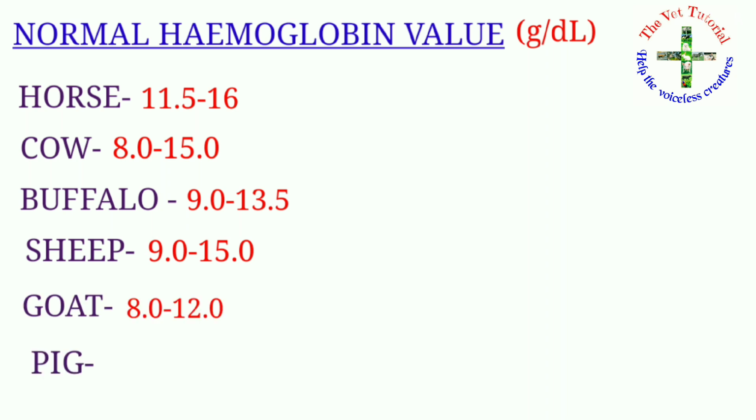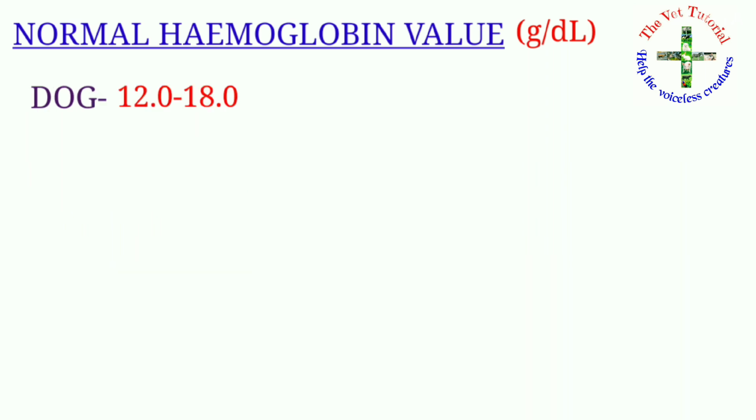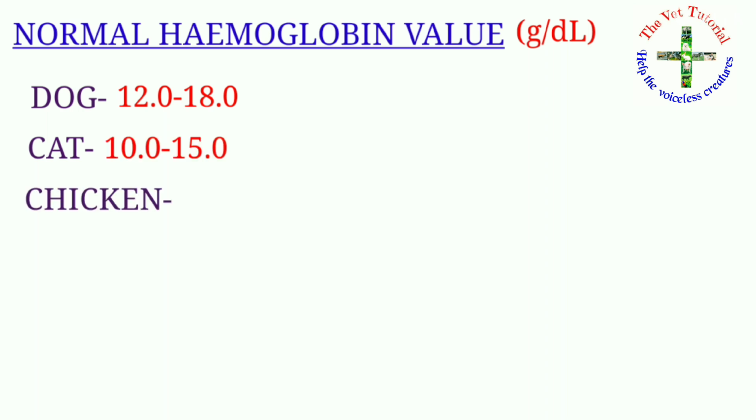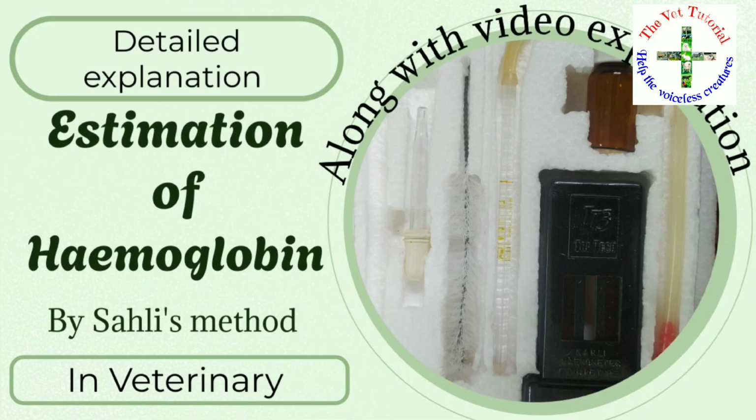Then for pigs 10 to 16 gram per dl. Then for dogs 12 to 18 gram per dl. Then for cats 10 to 15 gram per dl. Then for chickens 8 to 13 gram per dl. Here we end the topic estimation of hemoglobin.